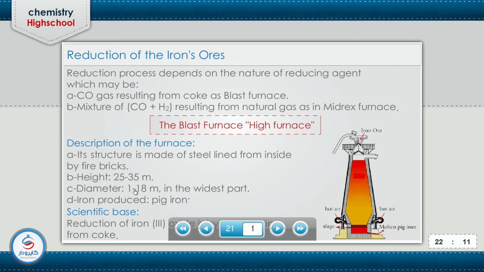Its diameter is from 1 meter to 8 meters in the widest part. Number D, the iron produced is pig iron. The scientific base of the reduction of iron ore in the high furnace is reduction of iron 3 oxide by CO resulting from coke.